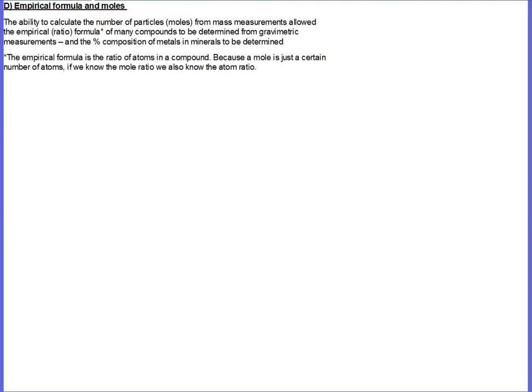So when I say the empirical or ratio formula, what it means is the empirical formula is the ratio of atoms in a compound, and because a mole is just a certain number of atoms, if we know the mole ratio, that means we also know the number of atoms ratio, or the ratio of atoms. So using moles, we can calculate these empirical formulae.